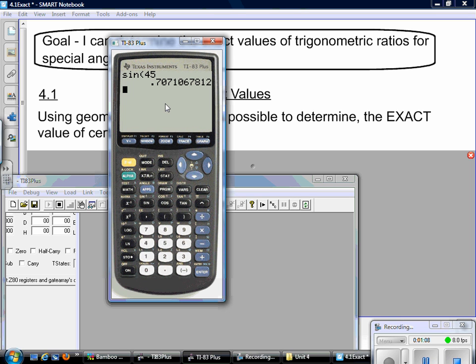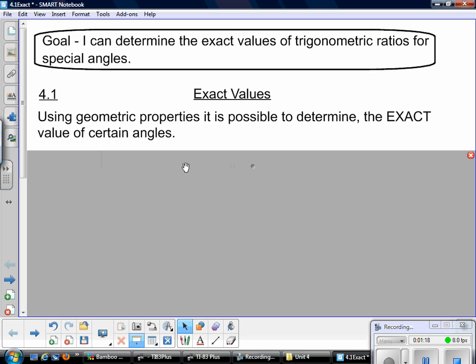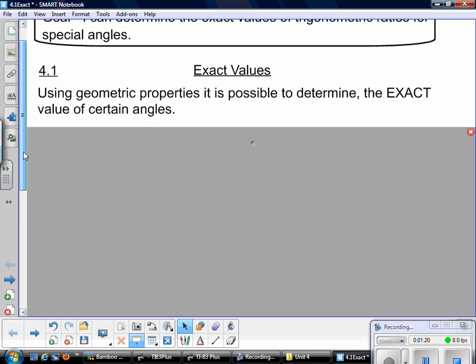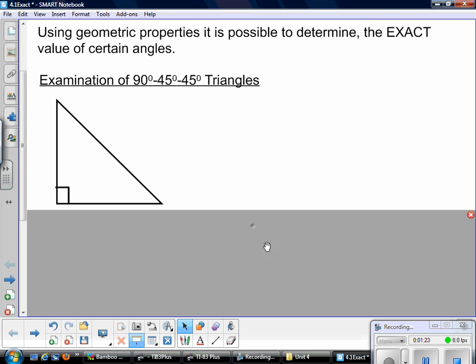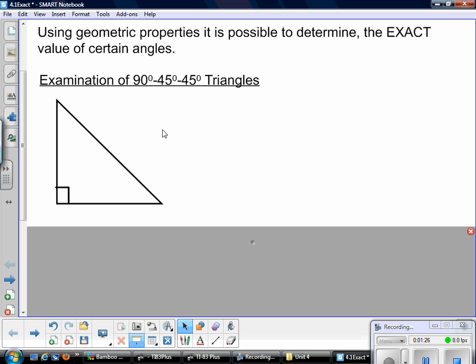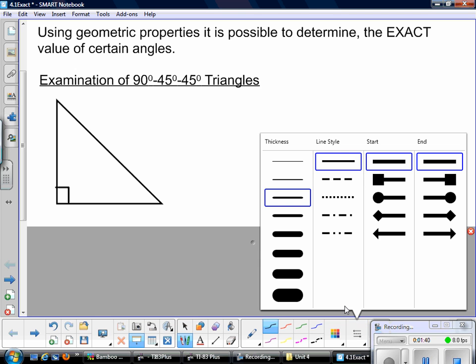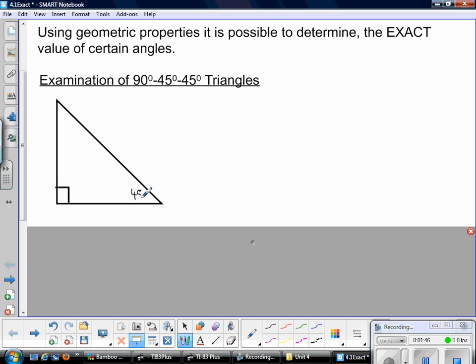Yes, so we're going to come up with exact values for certain angles. It doesn't work for all angles, but it happens for certain angles. So let's take a look at the angles it will work for. First of all, we're going to look at a triangle that consists of 90, 45, 45 angles. So that's the first thing I'm going to do, I'm going to label that. I already have the 90, so that's 45, and this one also is 45.